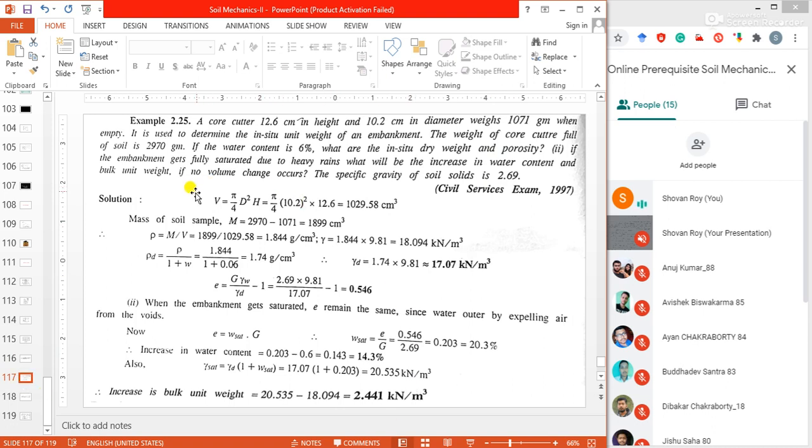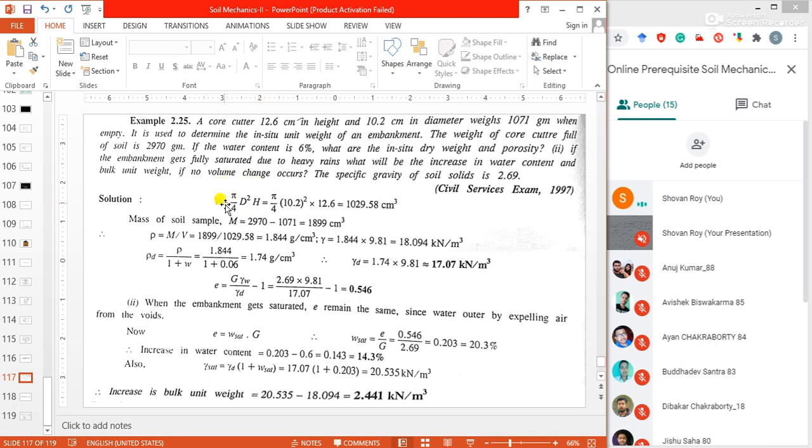First, calculate the volume of the core cutter. Very easy: pi by 4 d square h. This formula should be used for your future also. You should use this formula to calculate the volume: pi by 4 d square into h. And to calculate the area, pi d square by 4 is the common equation, and easy to remember.